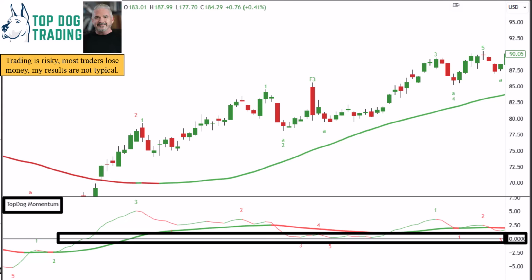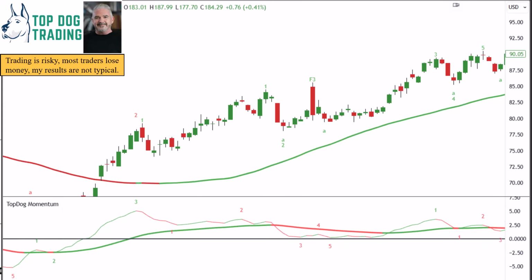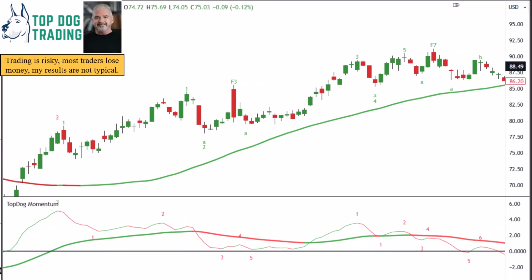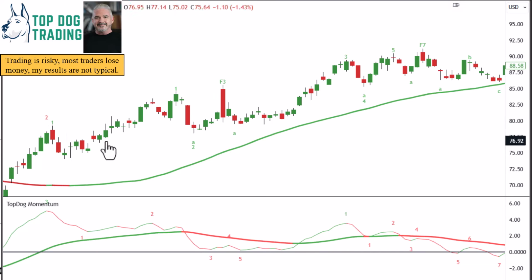All right, so let's take some of these drawings off of here and let's move forward a little bit and show you what I mean. So now you see we've got wave one. Actually, there's wave one, two, failed three, real three, 4, 5. Now, failed 7. That's what F7 means. It tried to put in a real wave 7, but it didn't.